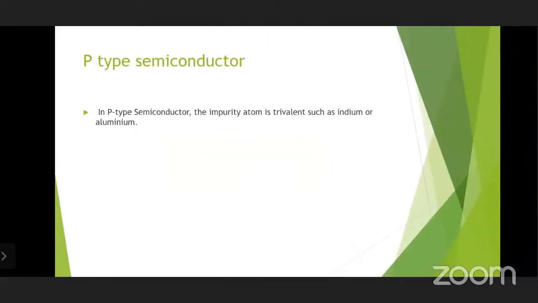What is meant by p-type semiconductor? In p-type semiconductor, when a trivalent impurity atom is added to a pure semiconductor, it forms p-type semiconductor. Example, aluminium. P-type semiconductor forms when trivalent impurity is added to pure semiconductor.